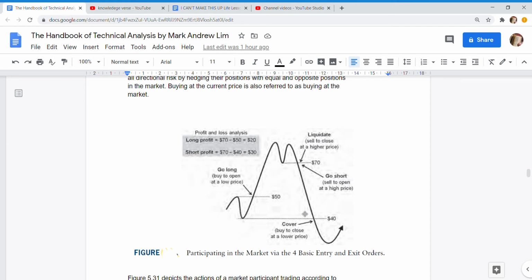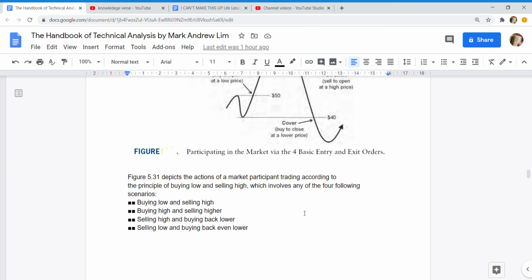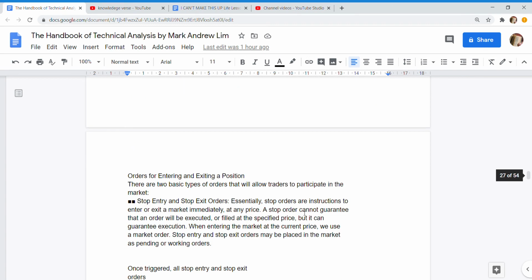Figure 5.31 depicts the actions of a market participant trading according to the principle of buying low and selling high, which involves any of the 4 following scenarios: buying low and selling high, buying high and selling higher, selling high and buying back lower, selling low and buying back even lower. Orders for entering and exiting a position.